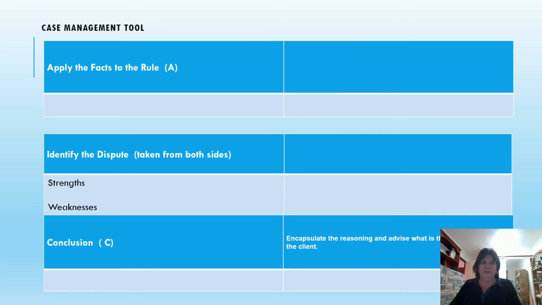Lastly, we want to look at the strengths and weaknesses of both sides and identify the dispute. And we want to conclude by making a judgment, close off the argument which is the strongest and support it as being the most appropriate answer. State who is liable, for what and to what extent. Consider what parties could have acted to manage their risk and to have avoided the legal problem in the first place. We also want to encapsulate the reasoning and advise what the outcome is for the client.